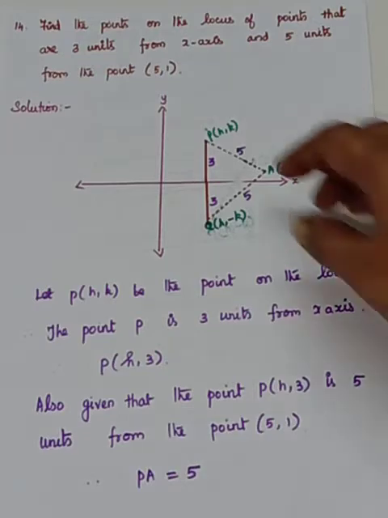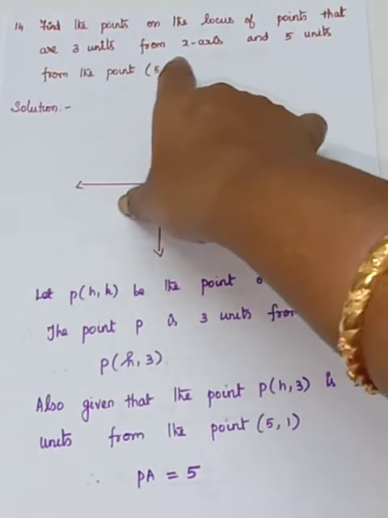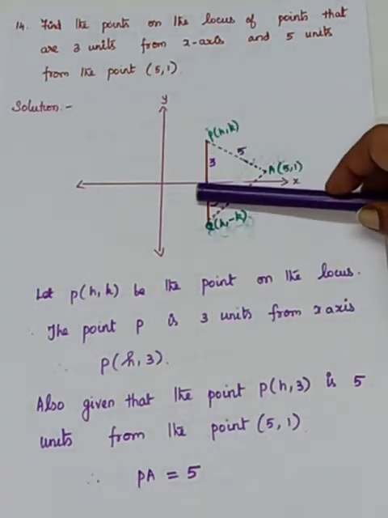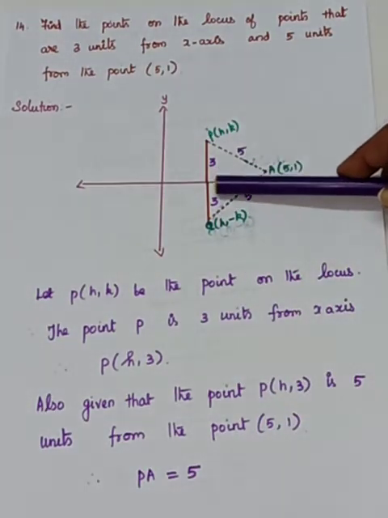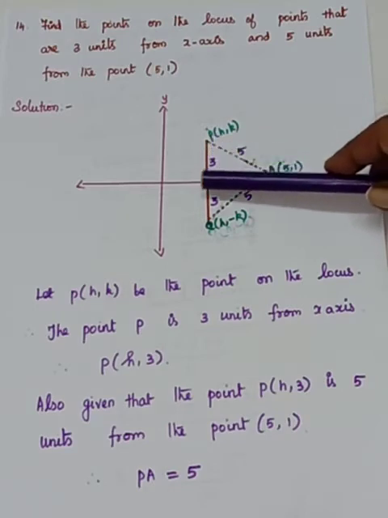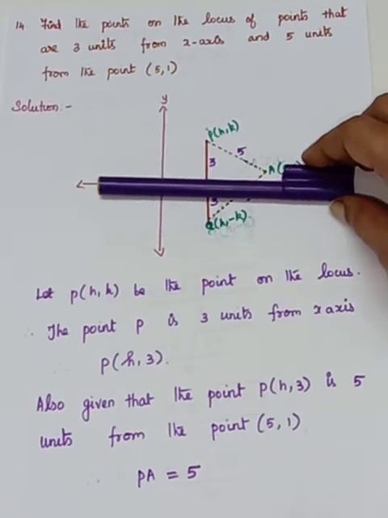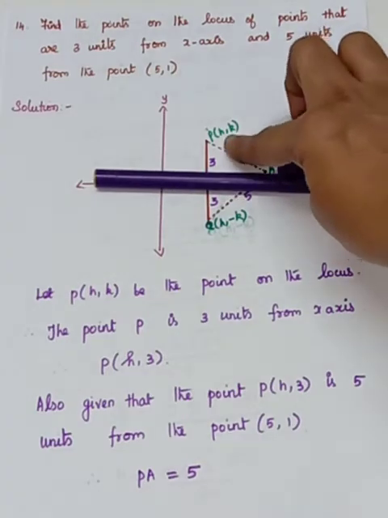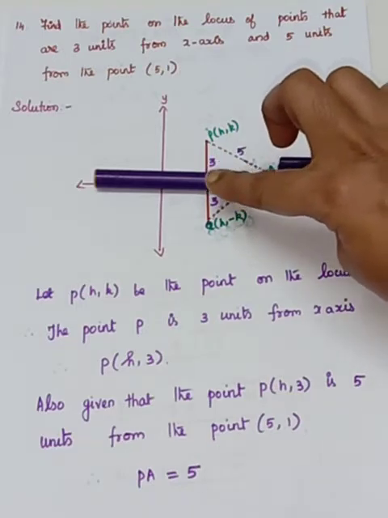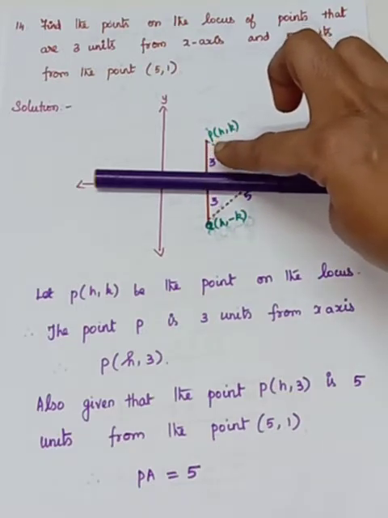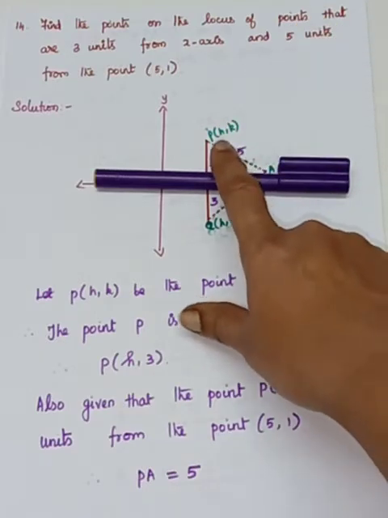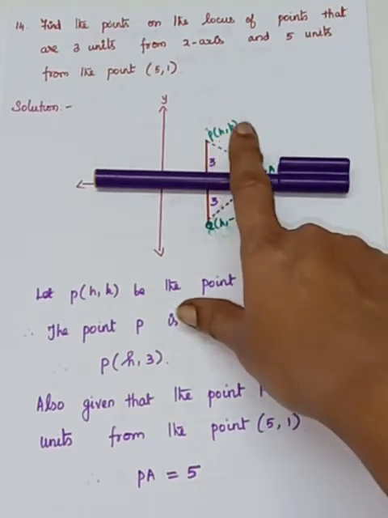How the points that are 3 units from x-axis. So here I have drawn the x-axis. So from x-axis, the points, how it will be? 3 units distance from the x-axis. So if I take a point p of h comma k, okay, how it is? It is from the x-axis, it is 3 units above. So therefore the p of h comma k is nothing but p of h comma 3.